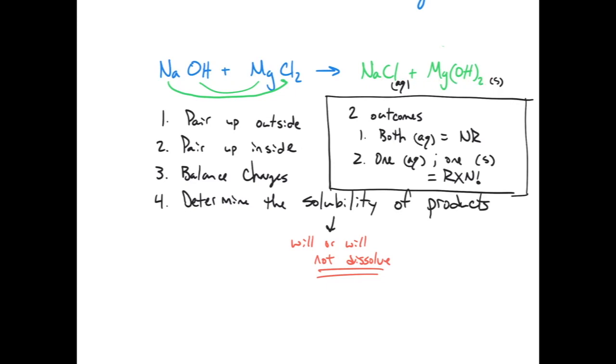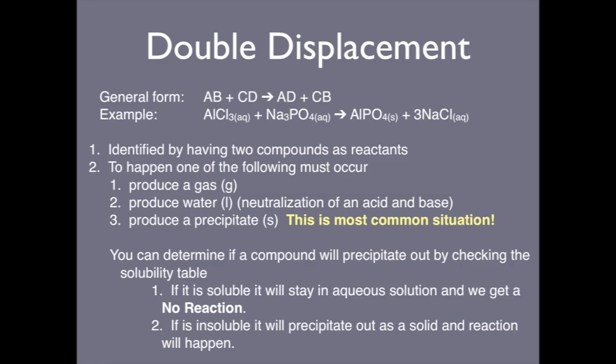But let's just say these two products were both aqueous, then you just simply go up here and write NR over the top for no reaction. Now you've seen an example of how I switch the ions, I check and balance the charges of the two products, and then finally I check the solubility rules to see if one of the two products is not soluble. And my example that I have up here, aluminum chloride reacts with sodium phosphate to produce aluminum phosphate and sodium chloride.